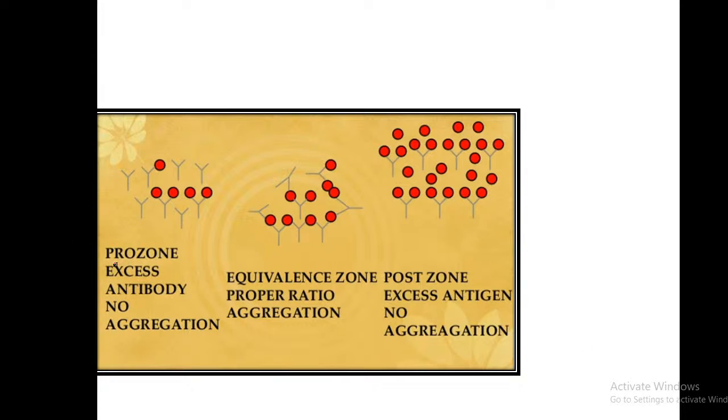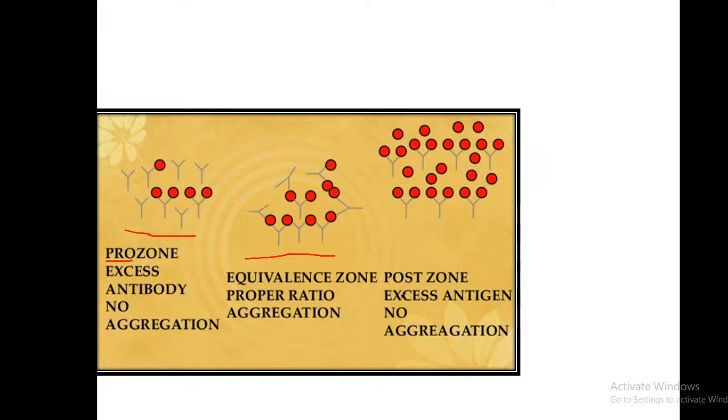In the prozone, there is excess antibody. In the equivalence zone, all the antibodies have interactions with antigens. There is no free antibody or free antigen. All are interacted. This is known as the zone of equivalence, or proper ratio of aggregation.